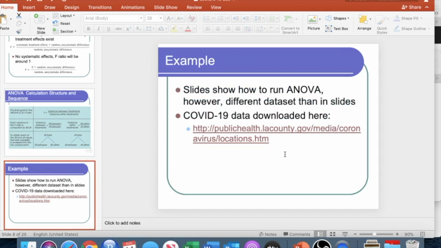So I want to go over my example. I wanted to use COVID-19 data that I downloaded on August 14th. There are a lot of different things you could look at, but for the purpose of using ANOVA, I was interested in whether or not there are differences in the type of area or type of setting where it's more likely to have an outbreak of coronavirus.